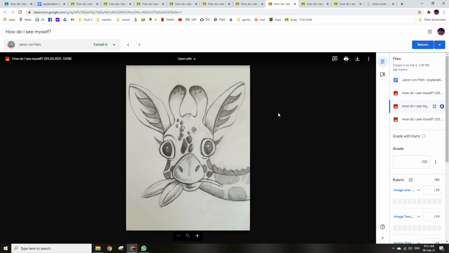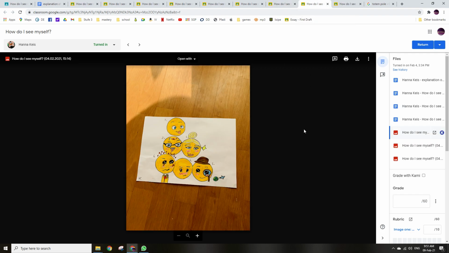Okay, so here is Yaron. He did a drawing. He also used the drawing for what he gets from his mom, because he gets his drawing skills, and giraffe is one of his animals. So he drew that. Here is Hannah and her family, her heritage. She basically drew a caricature of each of her family members.